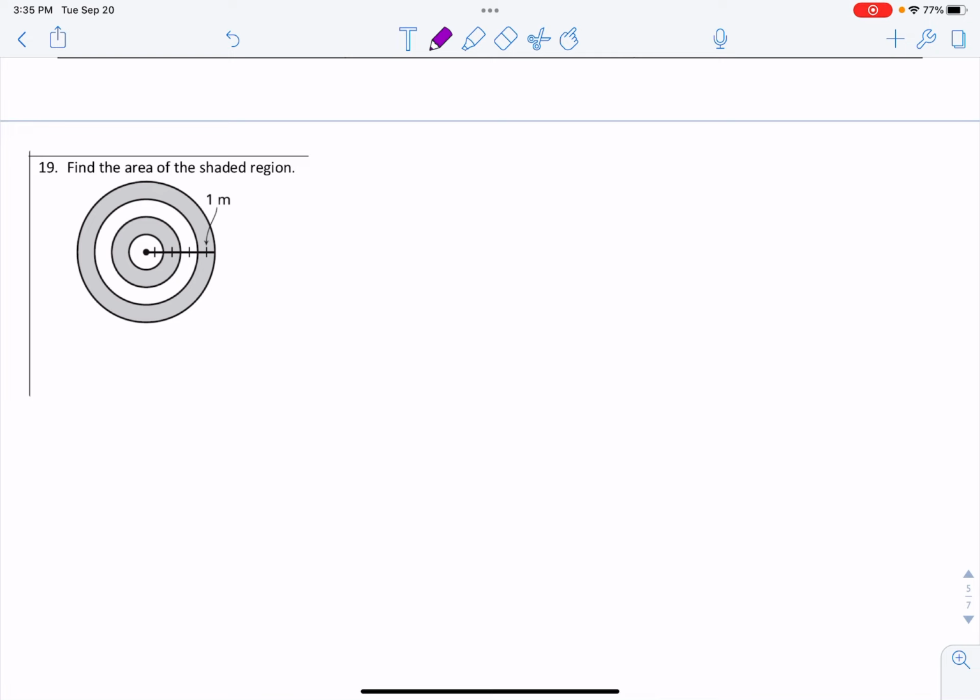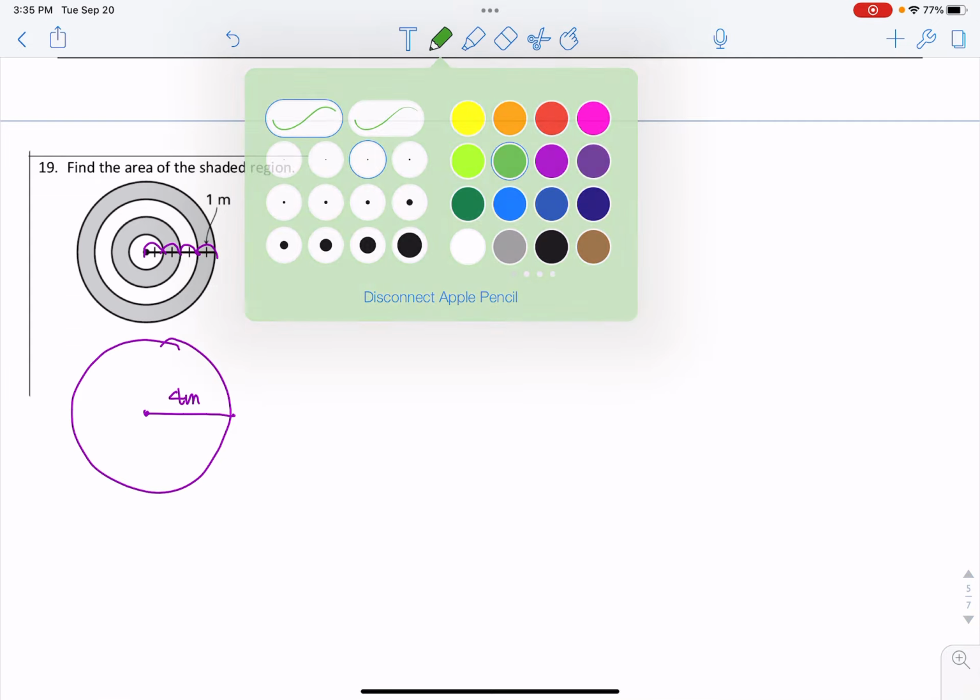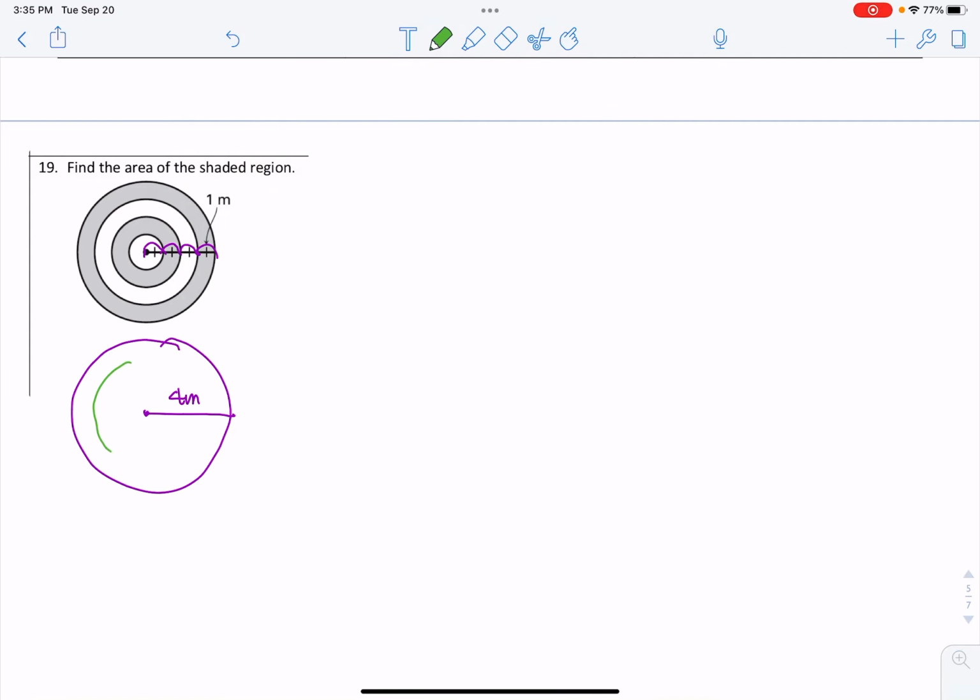Okay, so find the area of a shaded region. If you see the area of the circle here shaded, it will be the big circle with a radius of 1, 2, 3, 4, radius of 4 meters. But you can subtract the inside one, the one here with the radius of 3. If you subtract that, then you will find the area around here. That's the first part.